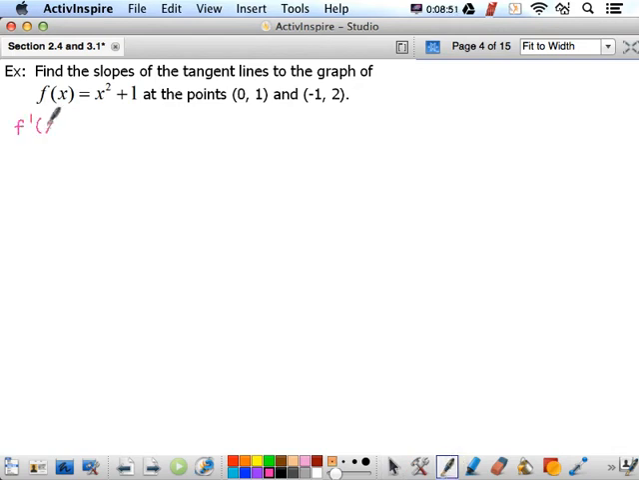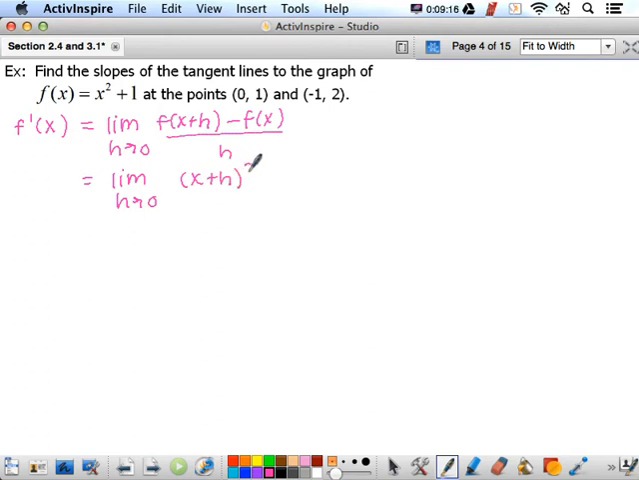We know that f prime of x is equal to the limit as h approaches 0 of f of x plus h minus f of x all over h. So let's make our substitutions. We will take x out and we will substitute x plus h. So we have x plus h, quantity squared plus 1. Then we will subtract the original function, which is x squared plus 1. And we will divide all of that by h, and we will attempt to take the limit as h approaches 0.